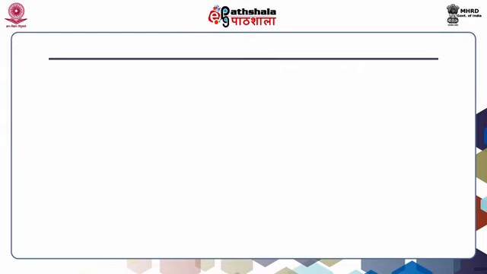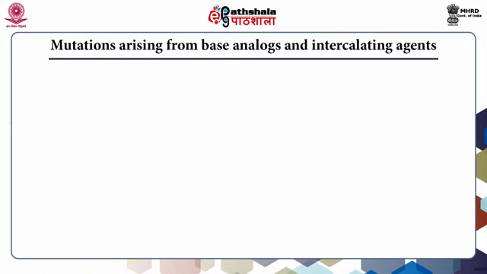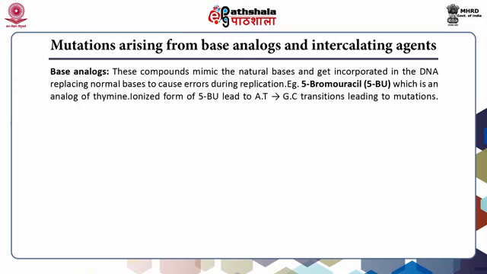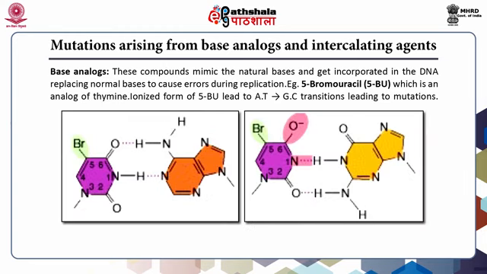Another important category is the mutation arising from base analogues and intercalating agents. Some base analogues are compounds which mimic the natural bases and get incorporated in the DNA, replacing normal bases to cause errors during replication. An example could be 5-bromouracil, which you can see in this picture. The first is 5-bromouracil, and that can pair with adenine. So, that is a wrong base pairing, and this will prevent the replication.